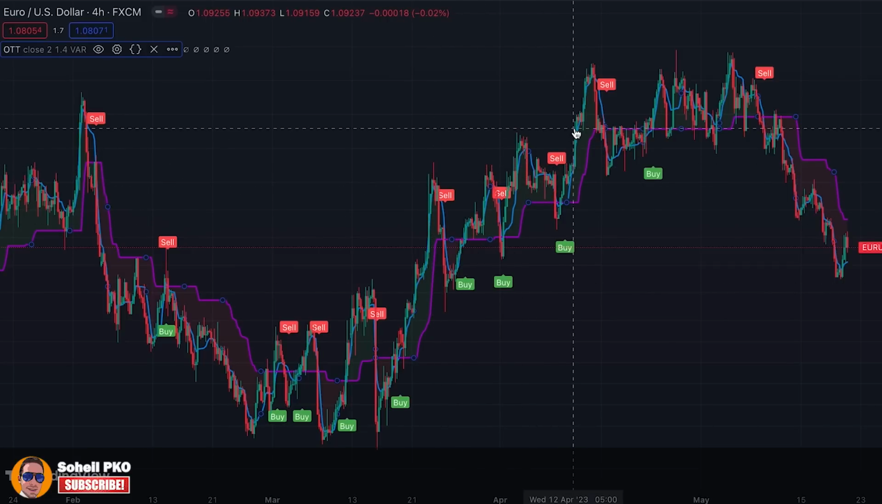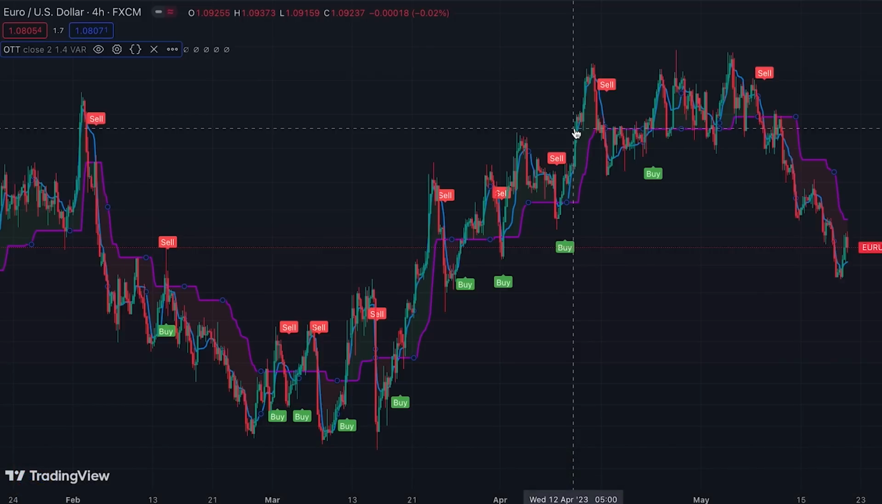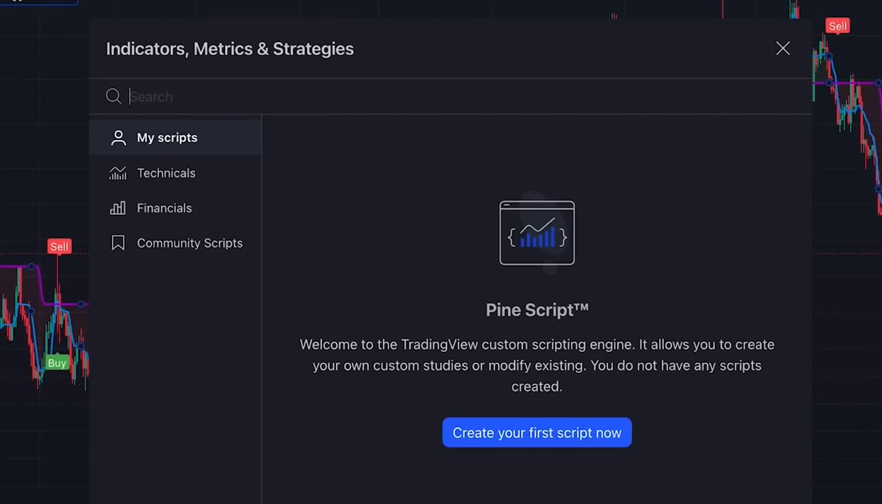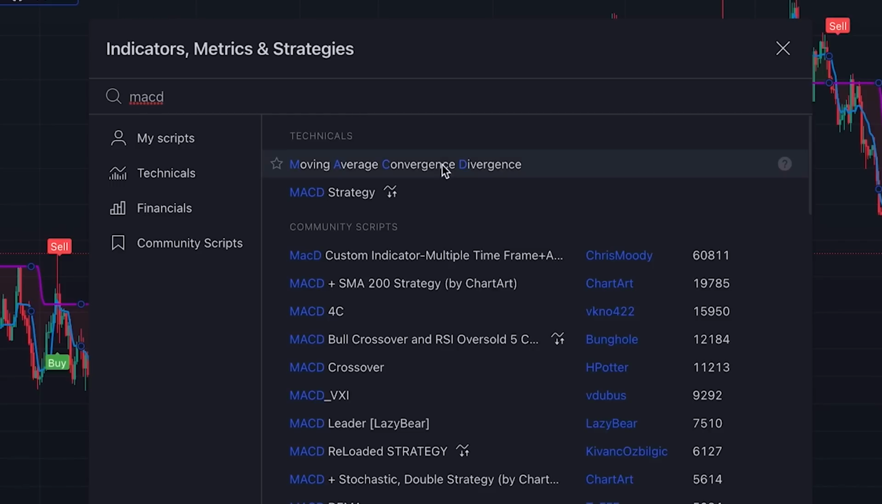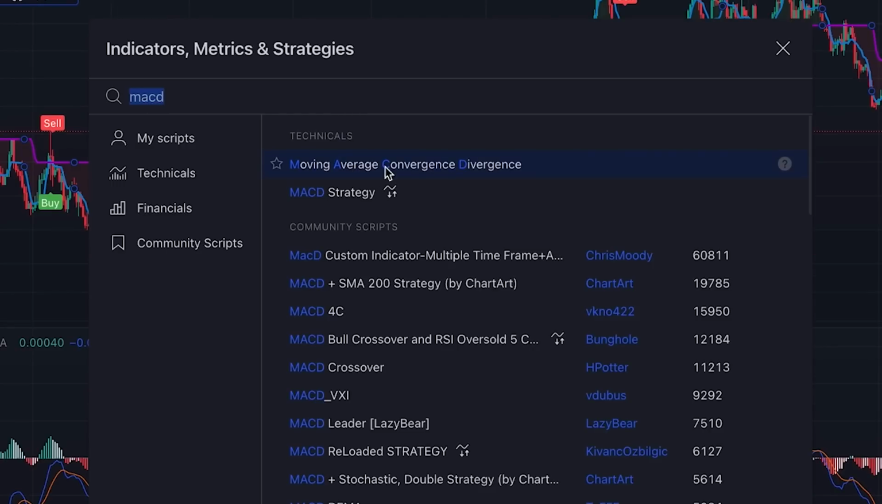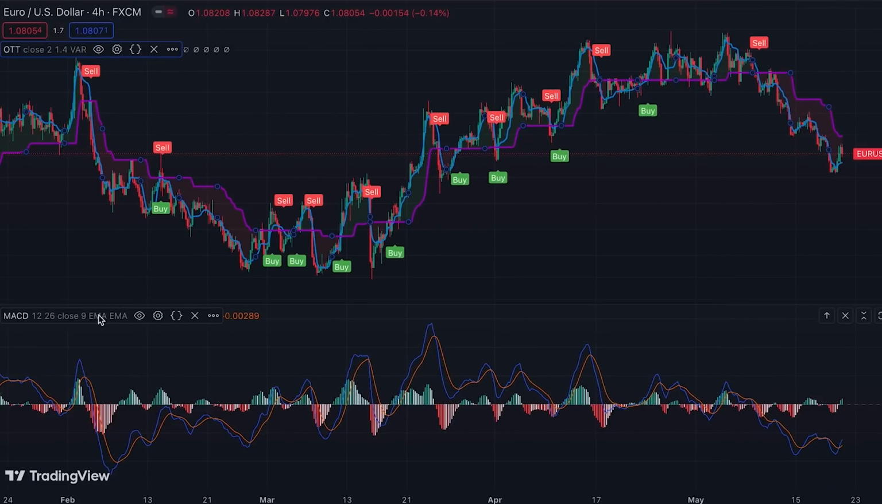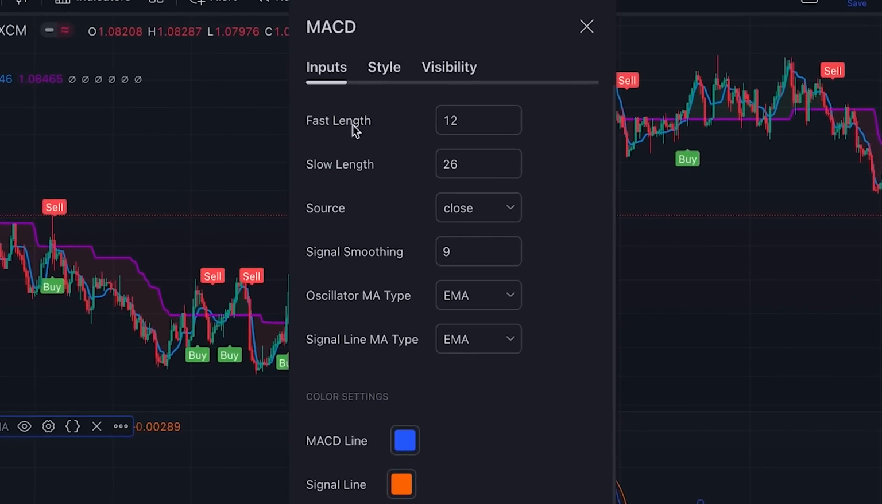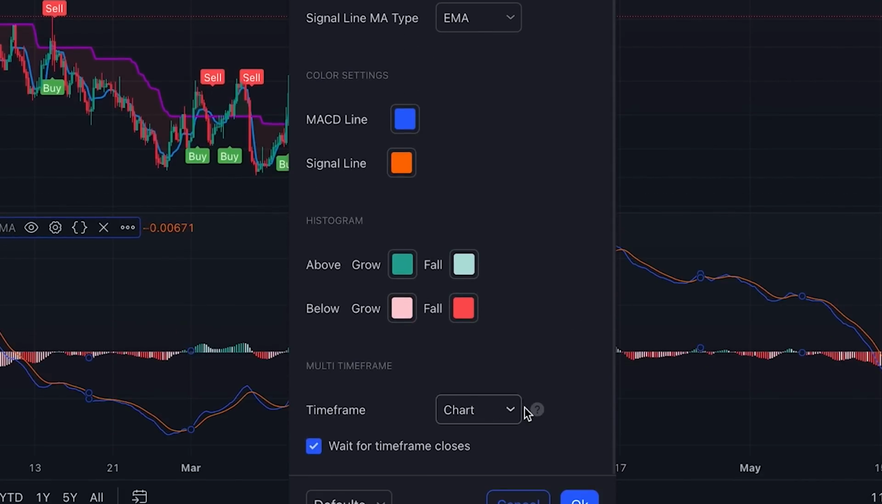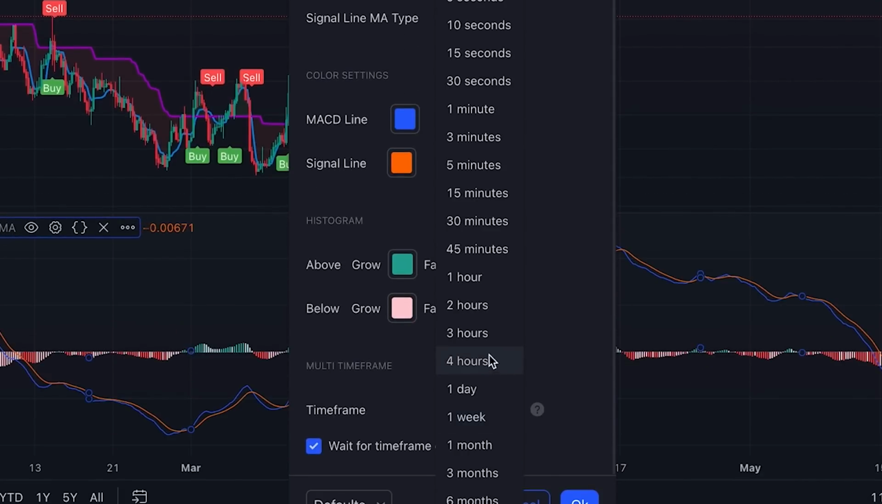So we need to add an indicator that can help us with direction, so we can only take the signals that are in the current direction of the market. One excellent indicator that can perfectly match these buy sell signals is MACD, moving average convergence divergence, this one. And we need to change its settings. Here for the fast length we set it at 34, and for the slow length we set it at 144, and then we scroll down and here we set the time frame on 1 day.